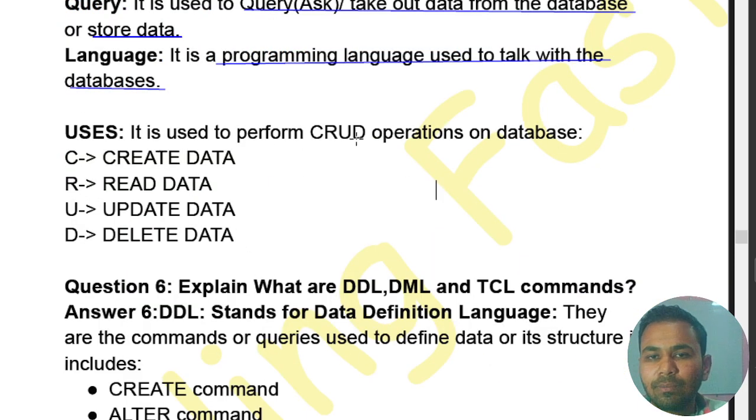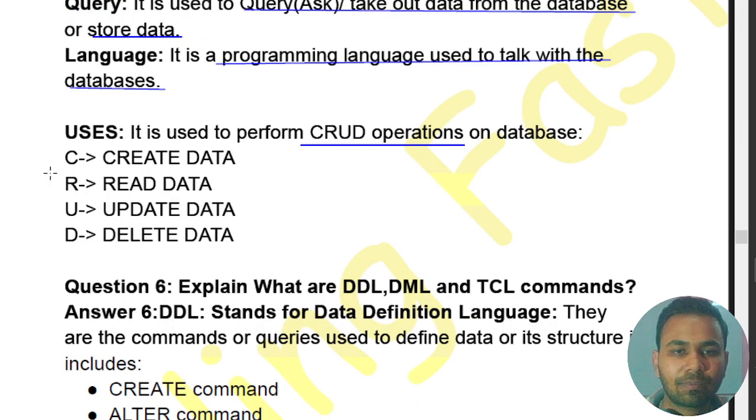Uses: it is used to perform CRUD operations on the database. Every database has basic operations known as CRUD operations. C stands for create data, R stands for read data, U stands for update data, and D stands for delete data. So these are the 4 basic operations that are done on any database for storing and maintaining data, or utilizing the data stored inside it: create, read, update, and delete. By using SQL also we are going to do these 4 operations.